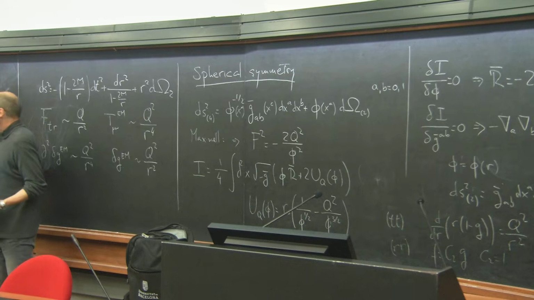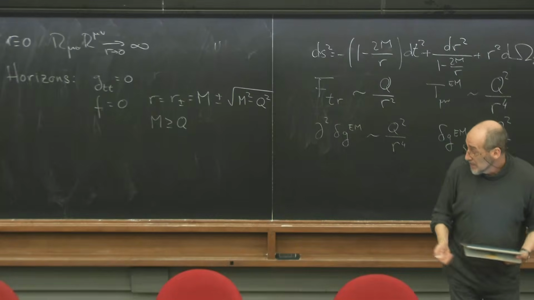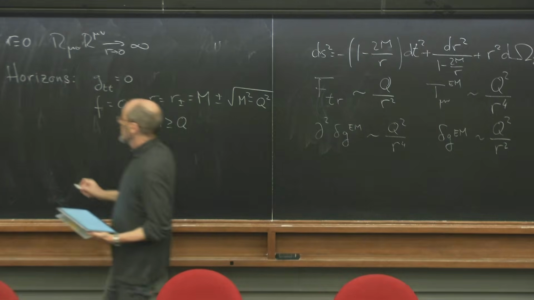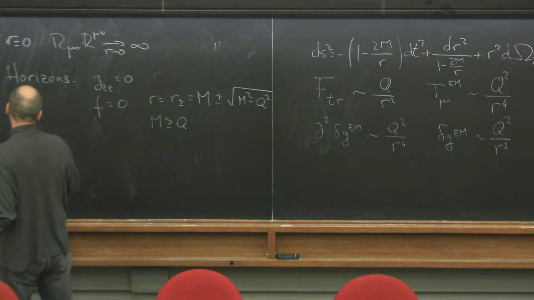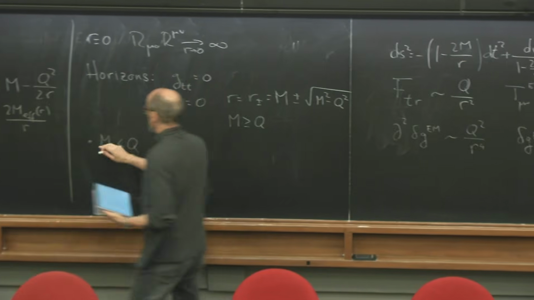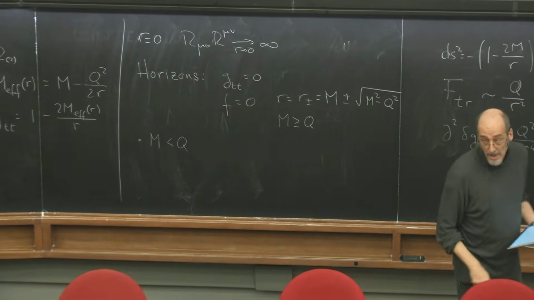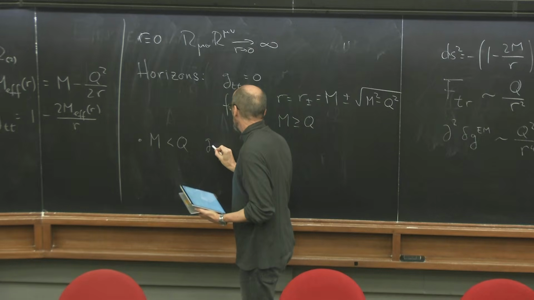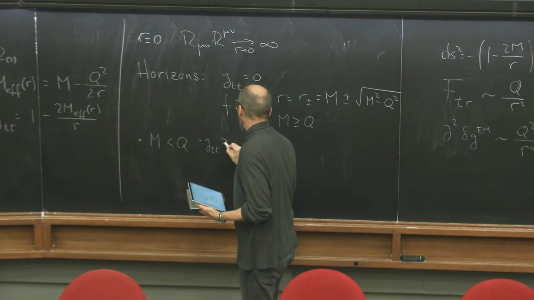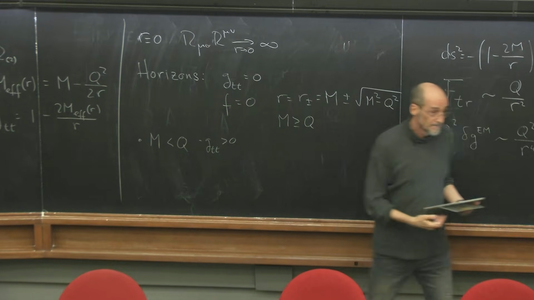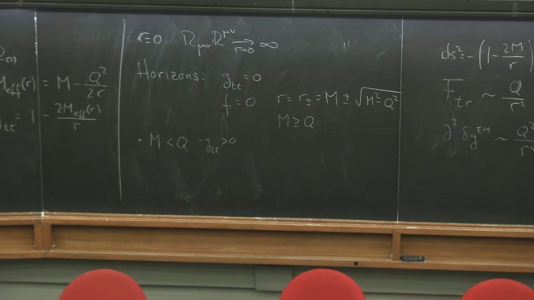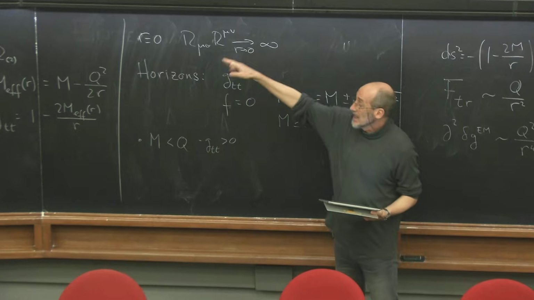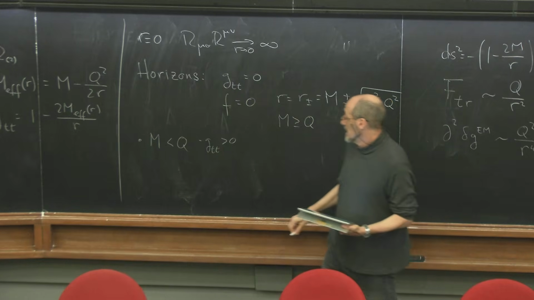So this is real only when m is larger or equal than q. So we can discuss different cases. We can first discuss the case where m is less than q. This quantity, minus g_tt, is always positive, which means that there's no horizon, and then the singularity that you get is naked.